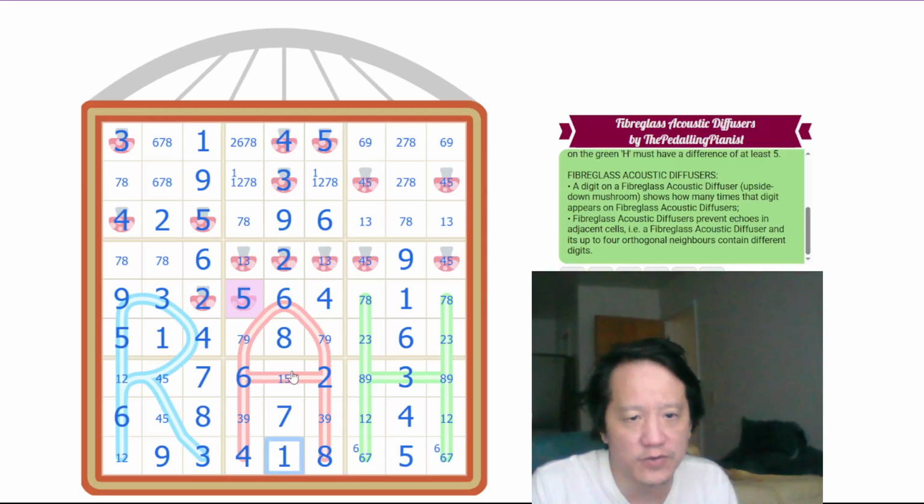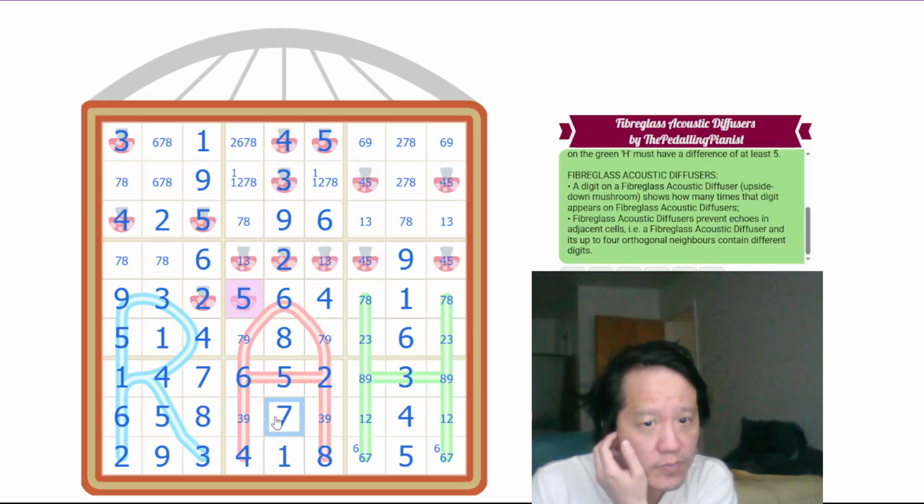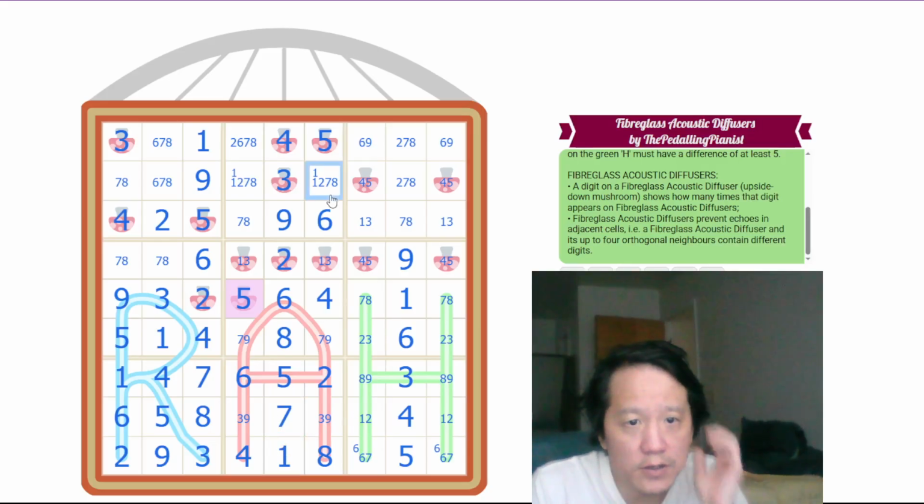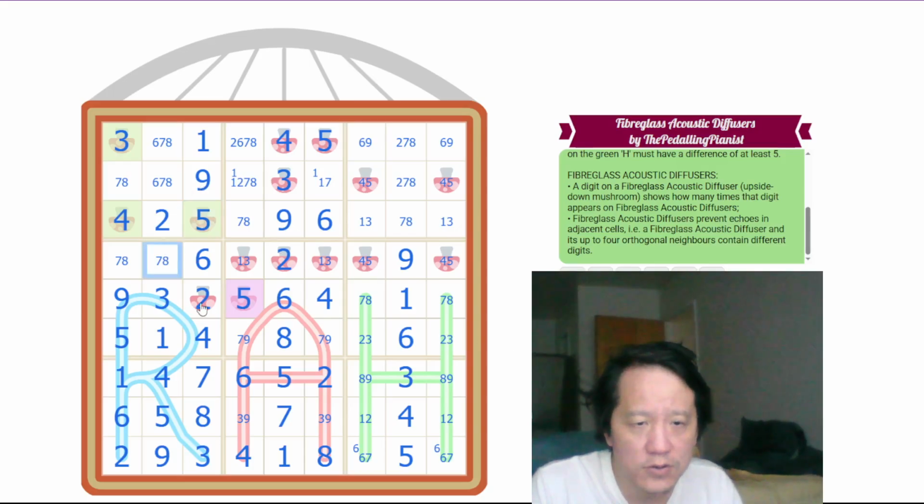5 eliminates 5 here, so it's 1 and 5. 1 eliminates 1 here, so it's 2 and 1. 5 eliminates 5 here, so it's 4 and 5. Okay, no 2 or 8 here. So let's do the fads that are done. That's done. This is done. That's done now. 2 is done. These are done. This is done.